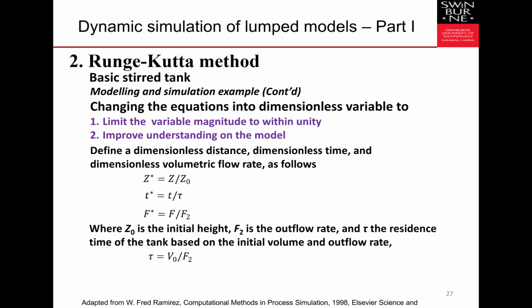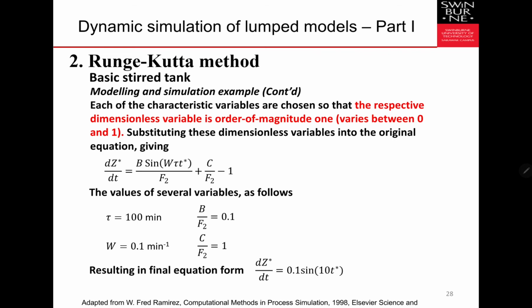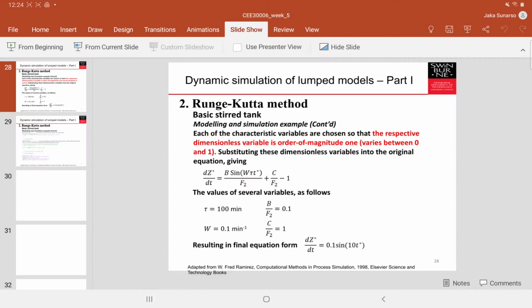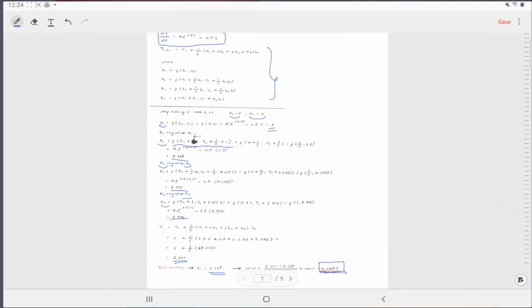And next what we can do is make this into a dimensionless model, where we limit the variable magnitude to within unity and improve understanding of the model. We define all these variables here, including the residence time. Okay, and this one is the conversion from the dimensional one into the dimensionless one, including the variables as well, the details of which I show in my additional materials here.